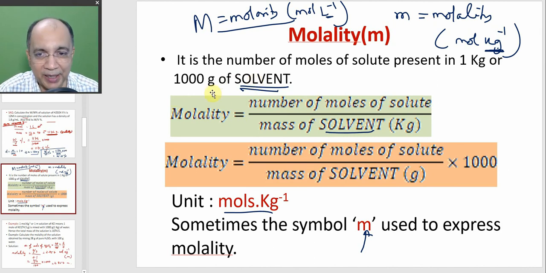So in a mathematical expression, molality is the number of moles of solute by mass of the solvent in kg. If you take it in kg, then this ratio gives molality. But I'm not interested in kg. I'm interested in mass of the solvent in gram. If you use the solvent mass in gram, then you have to multiply by 1000. So in 1000 grams of solvent, how many moles?